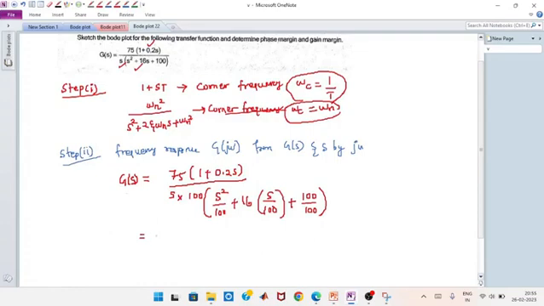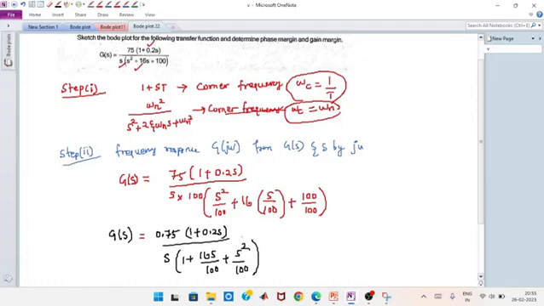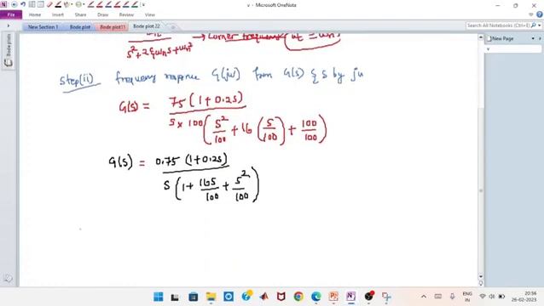Now what is 75 by 100? The value is, sorry, 0.75. So 0.75 into 1 plus 0.2s divided by s into, here s square by 100, 16s by 100 and 100 by 100 is 1. So 1 plus 16s by 100, let me rearrange this, plus s square divided by 100. Now this is the conversion I have considered, right?